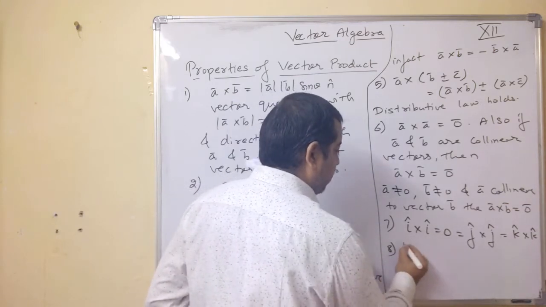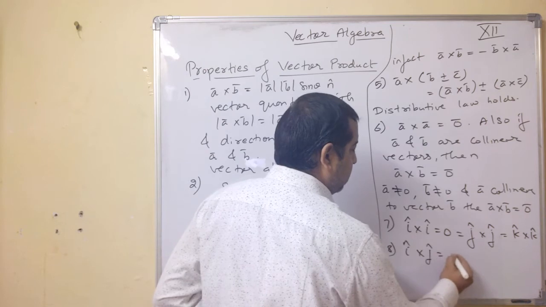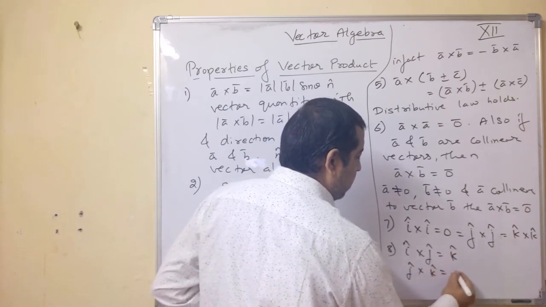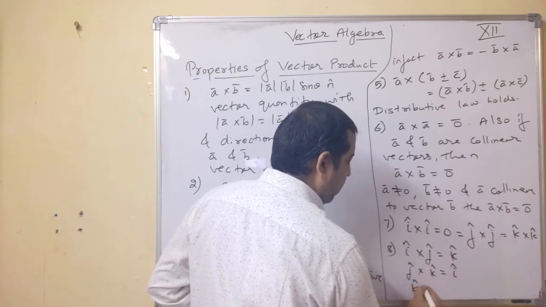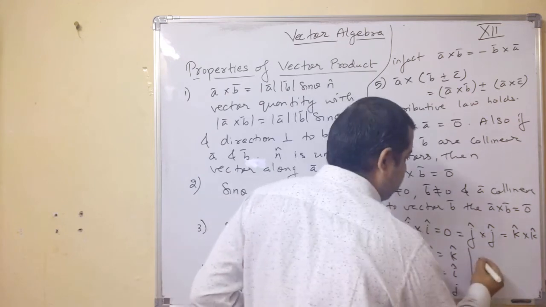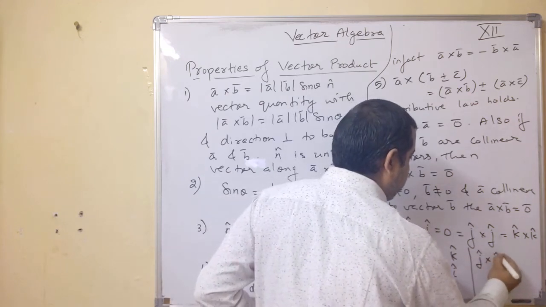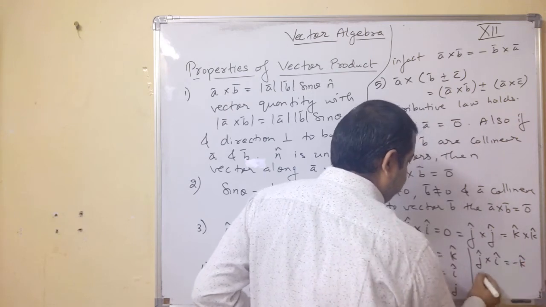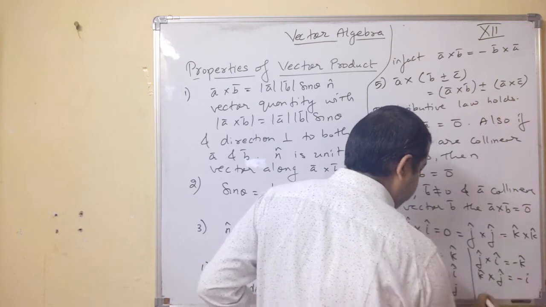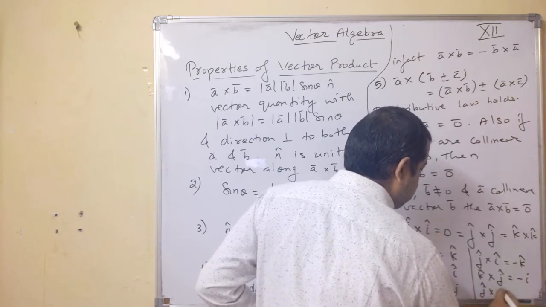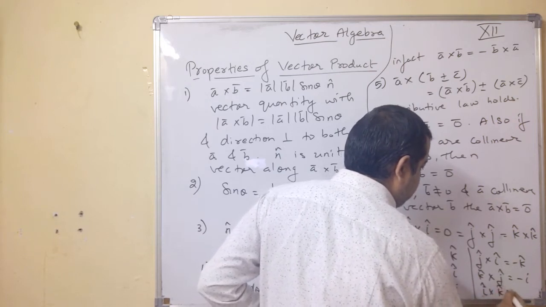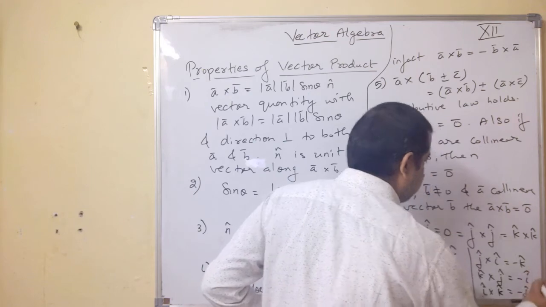Eighth, vector I cross j, this will be vector k. Vector j cross k, it will be I, and vector k cross I, it will be j. Okay, similarly, if we take j cross I, it will be minus k. If we take k cross j, it will be minus I, and if we take I cross k, it will be minus j.